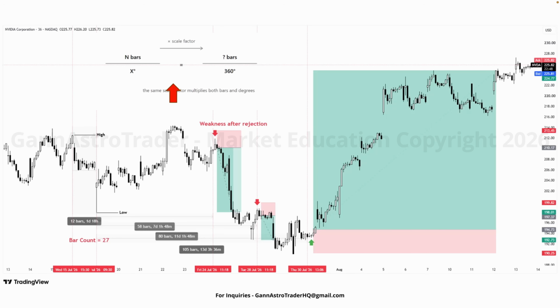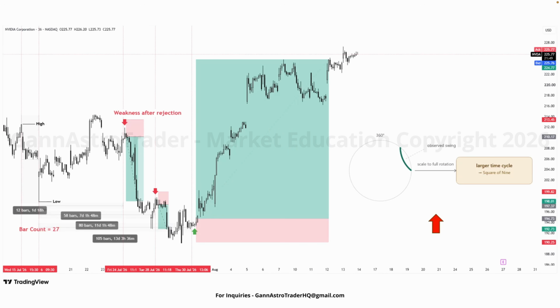We know that a complete circle represents 360 degrees. Our market swing represents only a portion of that rotation. So rather than choosing a future time arbitrarily, we use the observed relationship between bars and degrees and scale it to a complete rotation. That gives us the larger cycle that we then take into the Gann Square of 9. Let's change one variable and see what happens.